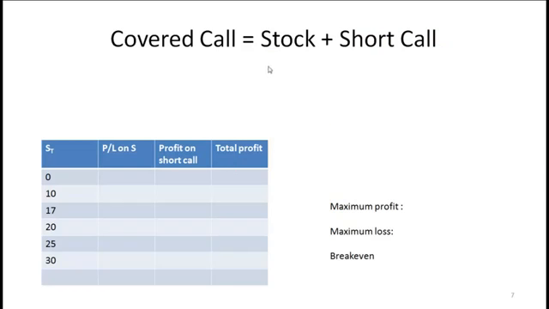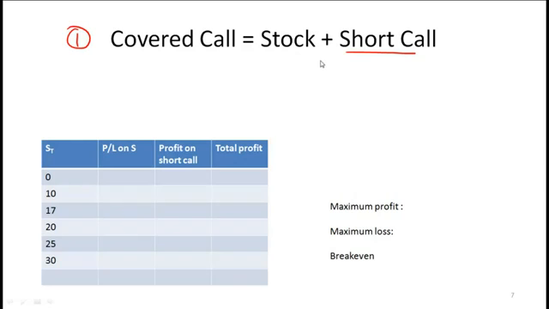Now let's talk about the covered call. The first point that you need to understand about the covered call is that it is a stock plus a short call. We have already talked about a short call. This is where you have sold a call option, and we talked about this being extremely risky because there is no limit on how much you can lose. But when we combine it with a stock, this is actually quite a useful little combination. So let's see how this works.